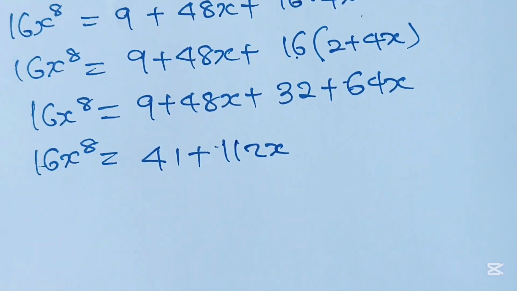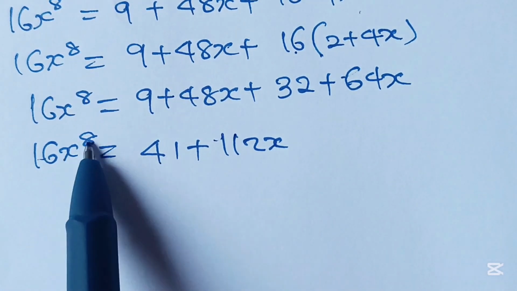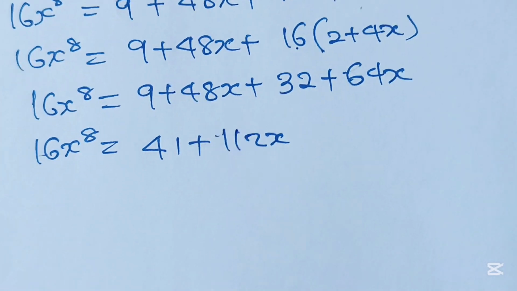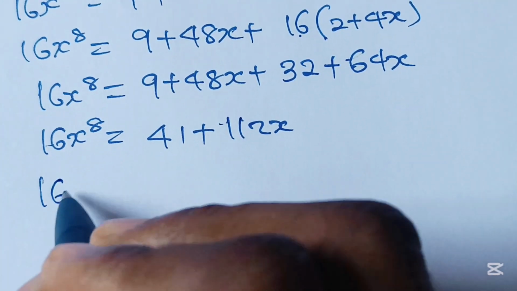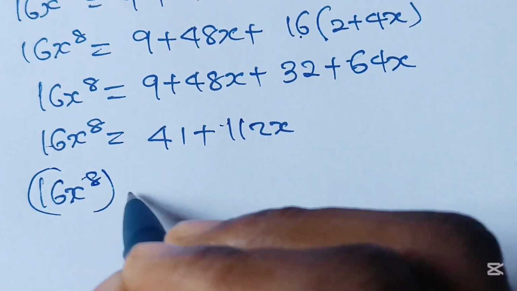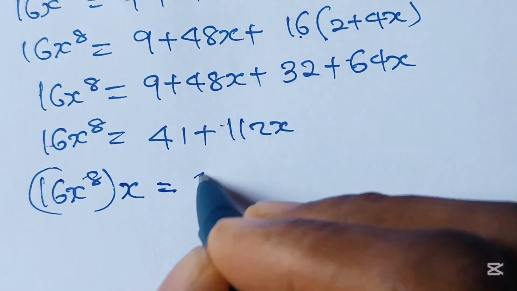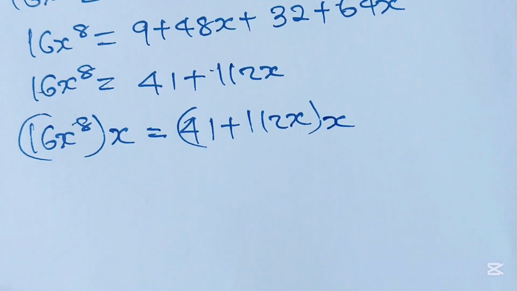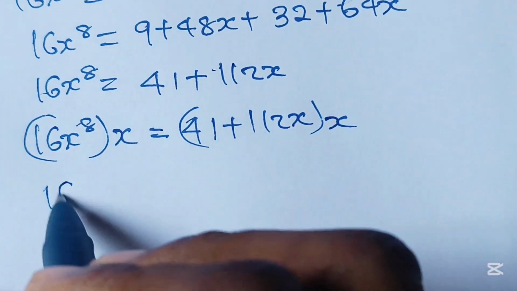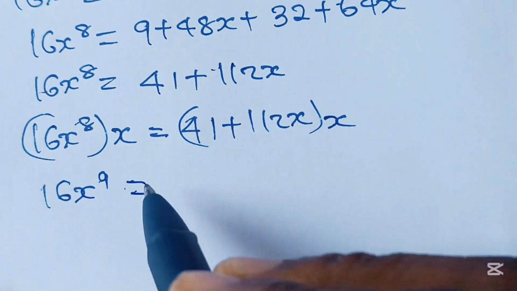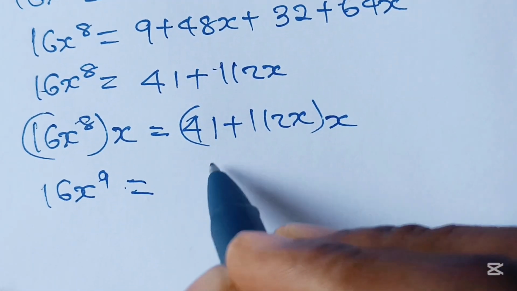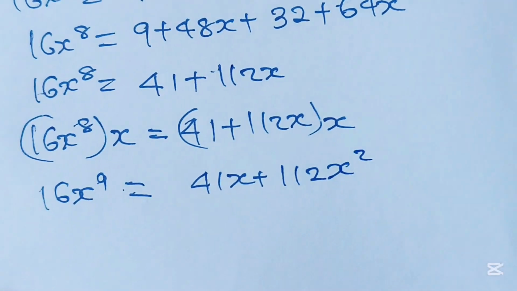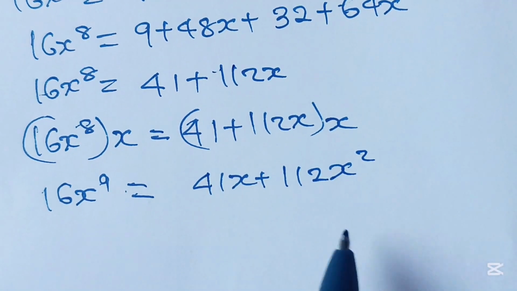And recall what I said. Once we get to x to the power of 8, we multiply both sides by x to get x to the power of 9. Interesting. So we have 16x to the power of 8 multiplied by x is equal to 41 plus 112x multiplied by x. All right. So at this point, we have 16x to the power of 9 is equal to 41x plus 112x squared.